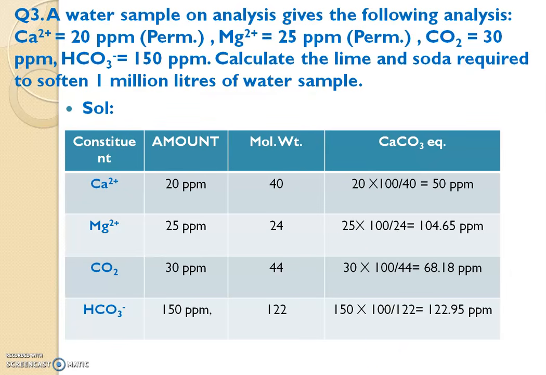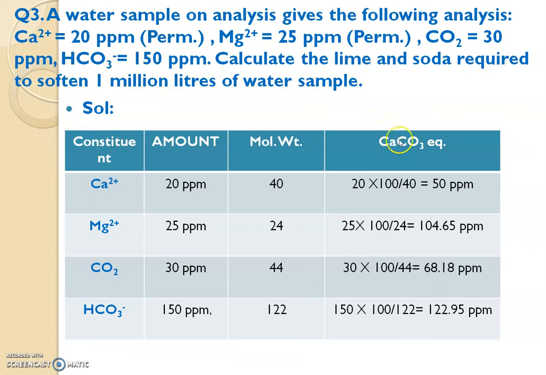In the next numerical, we will use the ions. A water sample on analysis gives the following analysis. Calcium is 20 ppm, which is for the permanent hardness. Magnesium is 25 ppm for the permanent hardness, CO2 is 30 ppm, and bicarbonate is 150 ppm. So we have to calculate the lime and soda requirement to soften 1 million liters of the water sample.